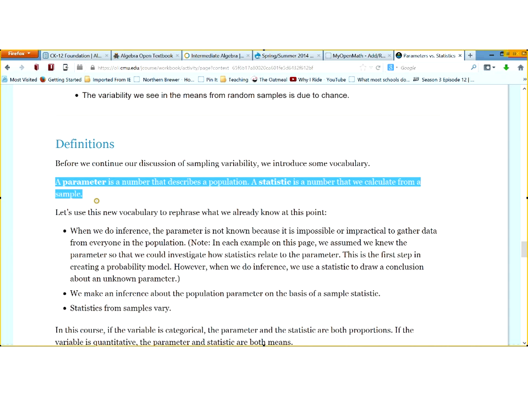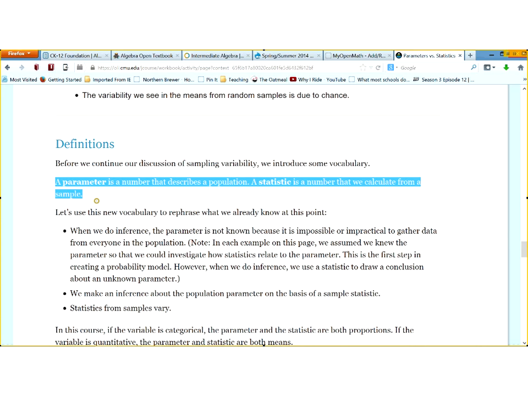If you think back to the first example we looked at, which is what proportion of American adults support the death penalty? Well, the proportion of all adults that support the death penalty is our parameter. That describes our population. We don't know that number. But we did calculate the proportion of the sample, which was 65%, that supports the death penalty. That's a statistic. So the sample proportion was our statistic. The population proportion was the parameter.